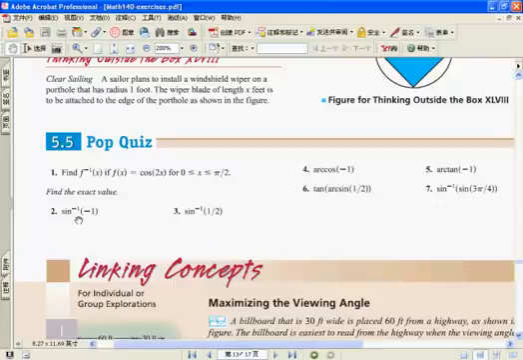Negative half pi, right? Sine pi is equal to 0. Sine half pi is equal to 1. And the sine of negative half pi is equal to negative 1. And also, this negative half pi is between negative half pi and half pi, so it's in the range of the arc sine. So that is the value for the inverse sine of negative 1.